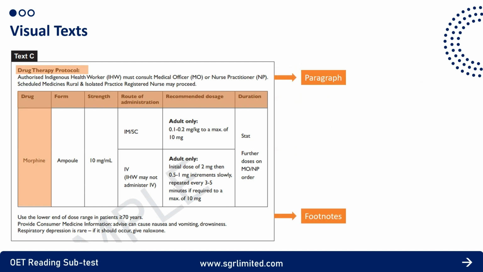But it is also equally important to note that apart from the column and the row headings, we can also find the paragraph at the top and the footnotes at the bottom. The top part tells us who administers morphine, while the bottom part tells us what you should do when the patient is of a certain age or showing different side effects.